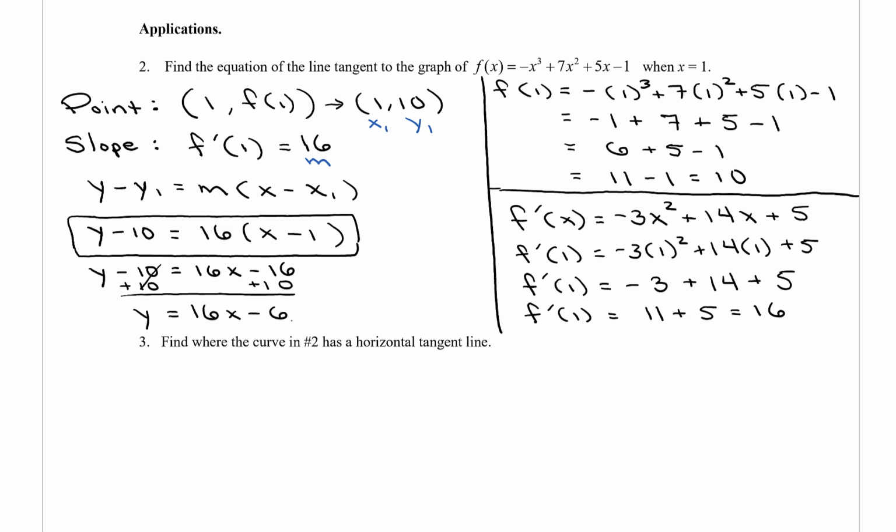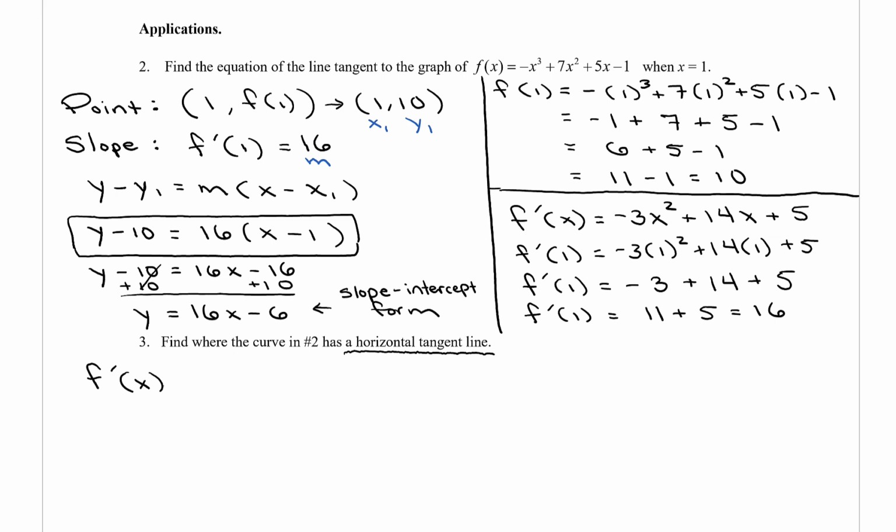Number 3. Find where the curve, I'm now drawing an arrow pointing to the left at this equation in slope-intercept form, and I'm writing down the word slope-intercept form next to that equation. Number 3, find where the curve in number 2 has a horizontal tangent line. In order to find a horizontal tangent line, I am underlining the words a horizontal tangent line.